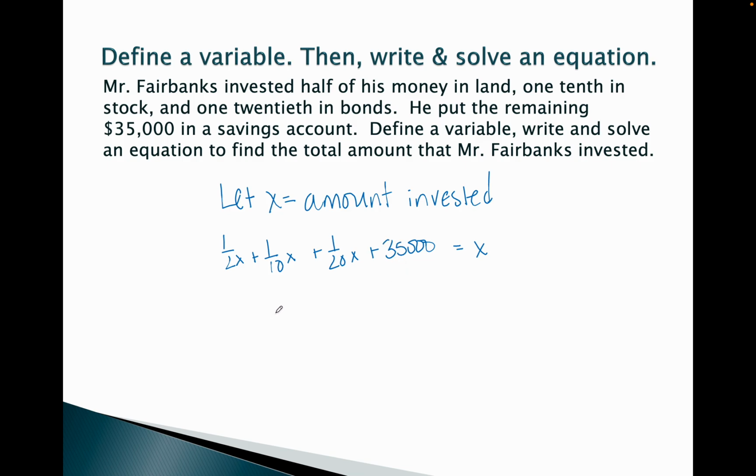You could also do it as subtraction by starting with x and subtracting each of the fractions. This pen is not quite working too well, so I hope you can read this. Equals 35,000. Your final answer for the amount invested here is 65,000.